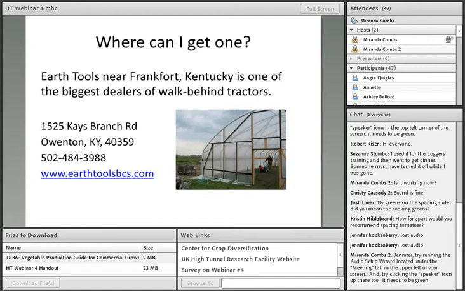Yes, in this slide, we actually have a good source for walk-behind tractors in Kentucky, Earth Tools near Frankfort. So I'll just put their contact information up there. They're a dealer and have a great experience, many years selling these and servicing the walk-behind tractors. So real good resource there.